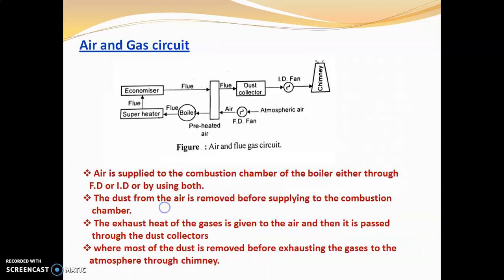The second one is the air and gas circuit. The air is supplied to the combustion chamber of the boiler either through forced draft or induced draft, or by using both. The dust from the air is removed before supplying it to the combustion chamber. The exhaust heat of the gas is given to the air, and then it is passed through the dust collectors, where most of the dust is removed before exhausting the gases to the atmosphere through the chimney.